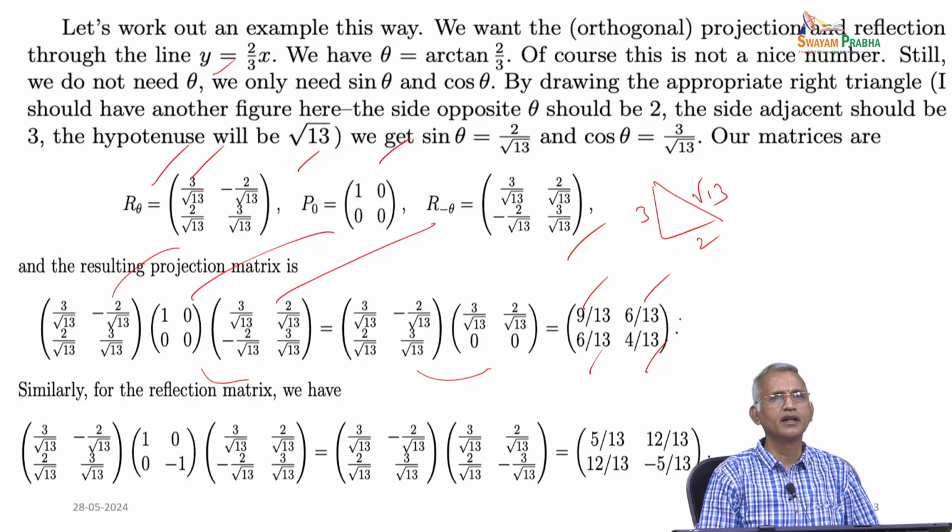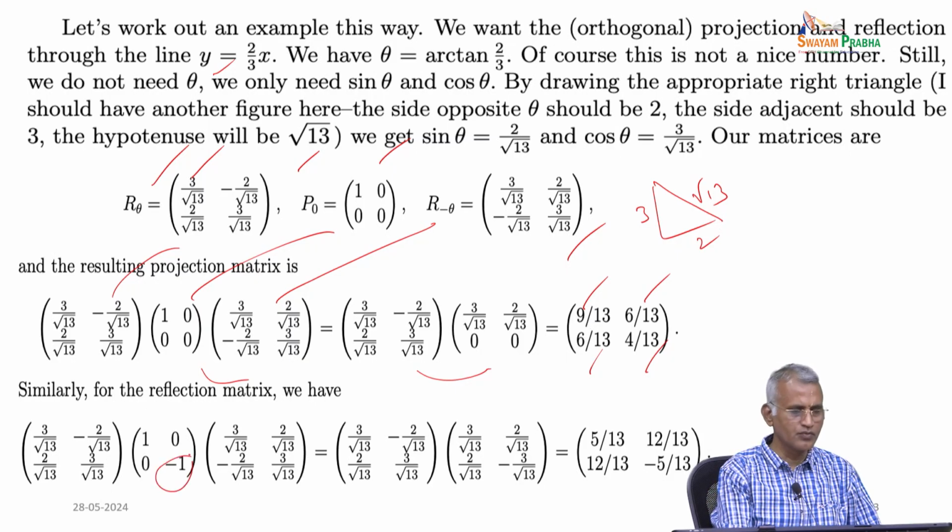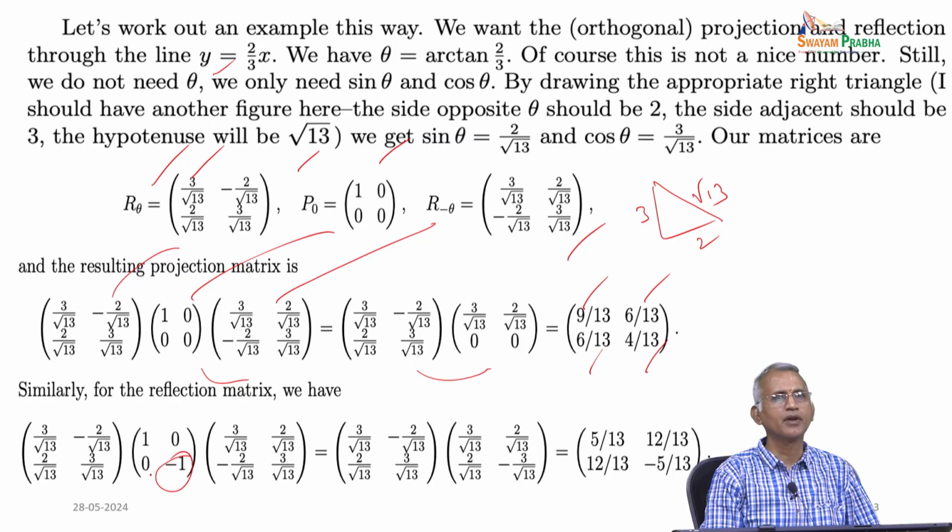So, this is symmetry, you know that. Similarly, for the reflection matrix, you take this part as minus 1 and do the same process of R of theta and P of reflection, and then R of minus theta keep as it is, and then multiply them, and we have the reflection matrix. So, we derived the meaning of the projection matrix, and also the meaning of the reflection matrix. So, this is a technique we have to adopt.